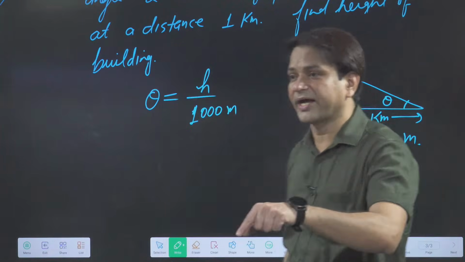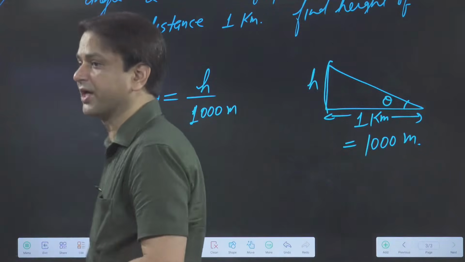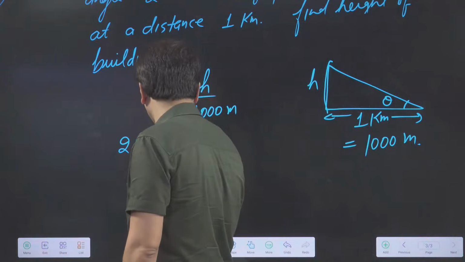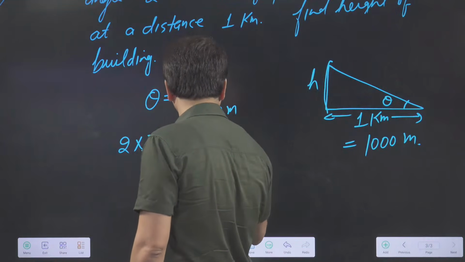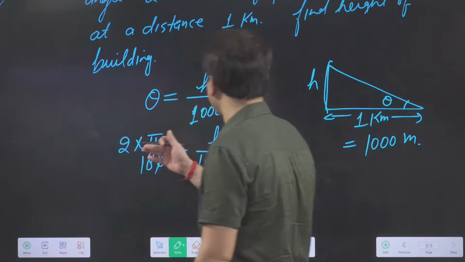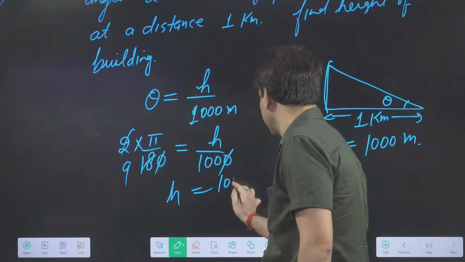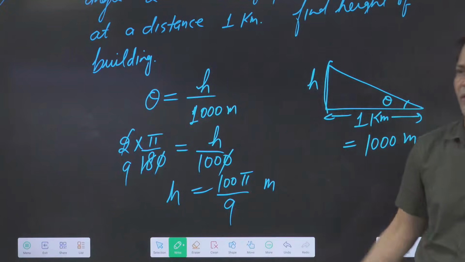Now theta, we will not put in degrees. For this formula we have to put it in radians. So theta is 2 into pi by 180, that is equal to H upon 1000. Now the zeros cancel out. After solving, this is 9. Now H is 100 pi by 9. The unit is meters. If you want to simplify further, you can put the value of pi.